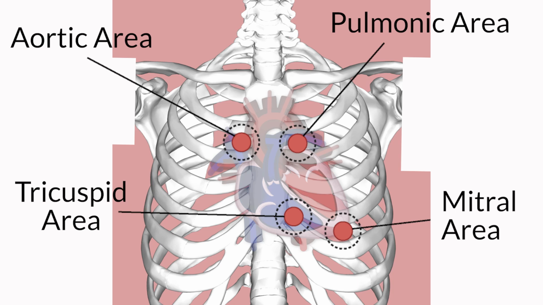This is a useful diagram for referring to the different areas that you'll listen to the valves opening and closing. As you can see, there is an appropriate place to listen for the mitral, the tricuspid, and then the aortic and the pulmonic.